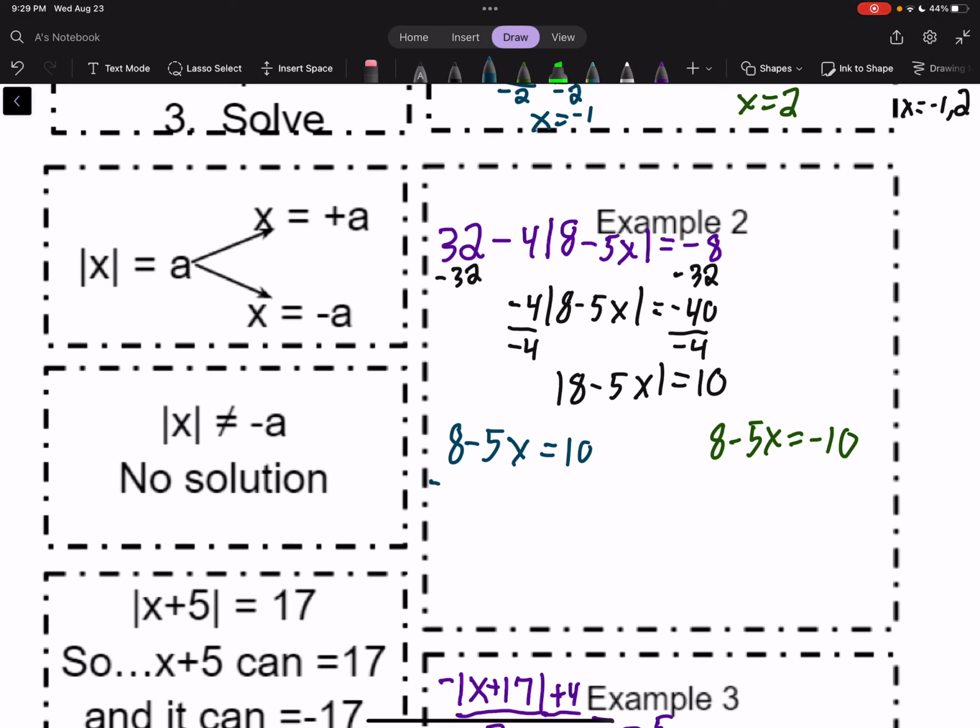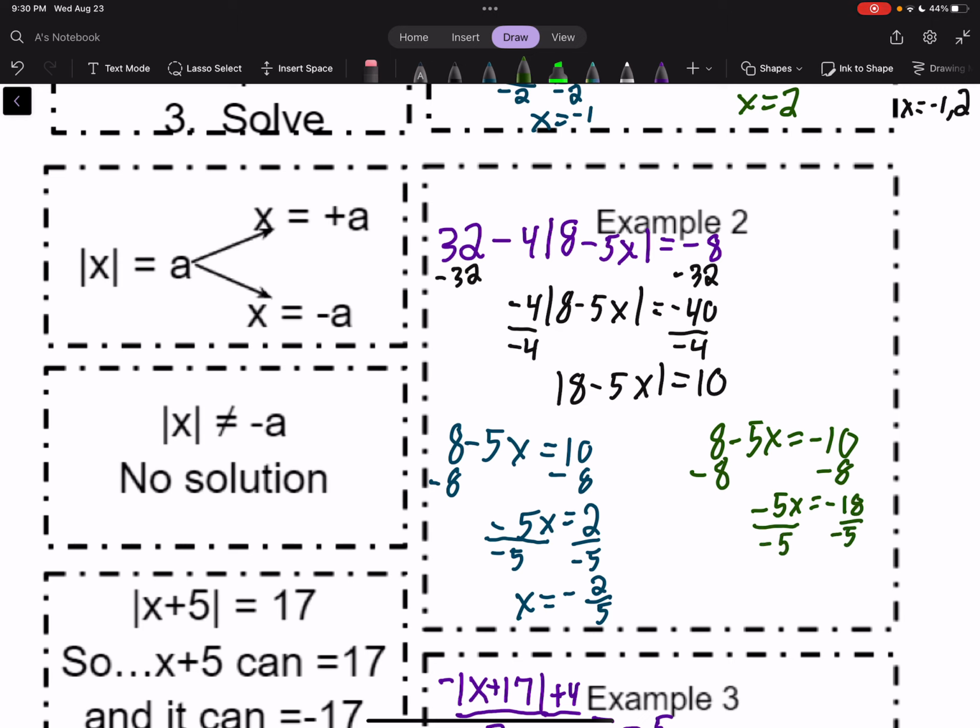Alright, we can now solve. So subtract 8 from both sides. Negative 5x is equal to 2. Divide by negative 5. X is equal to negative 2/5. On the right, again, same operations. And we're going to get that x is equal to 18 over 5. So 18 fifths.